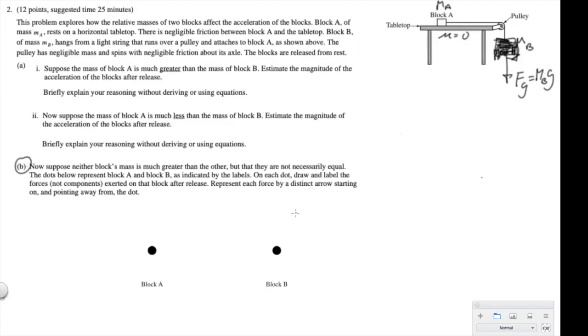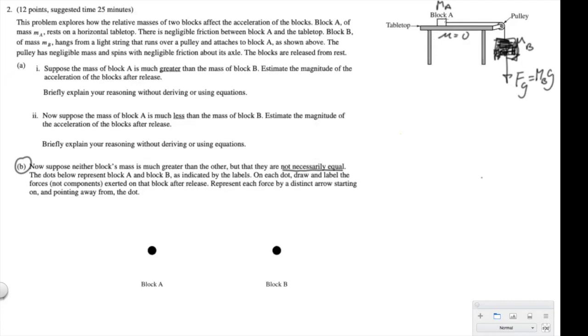Okay, now we're at part B. Suppose neither block's mass is much greater, so same mass. Oh, sorry, they're not necessarily equal. That's actually not going to matter. The dots below represent A and B. Okay, they want a free body diagram here. Label the forces exerted on that block after release.